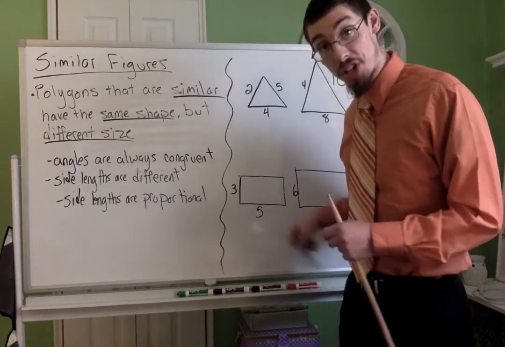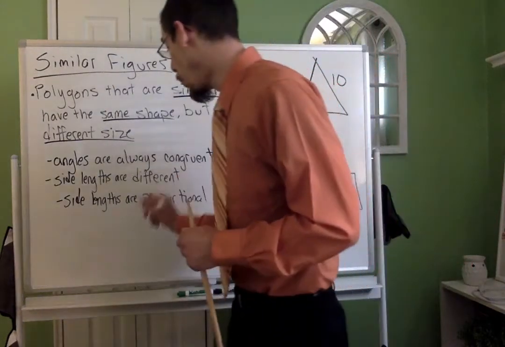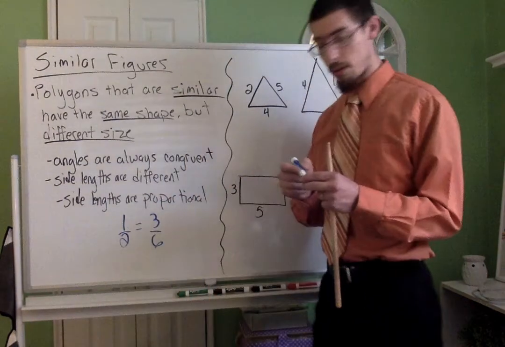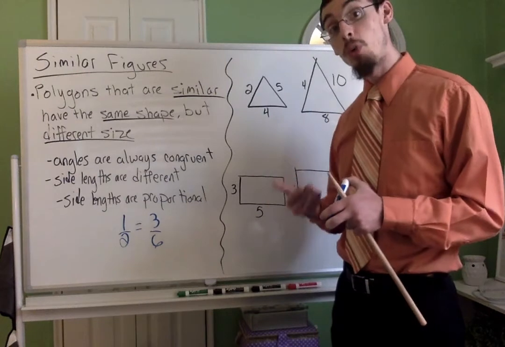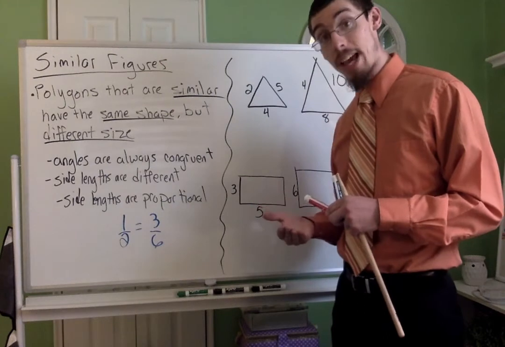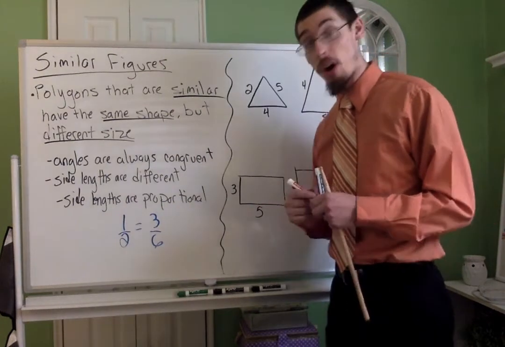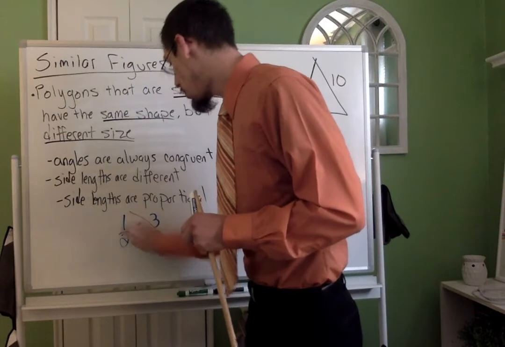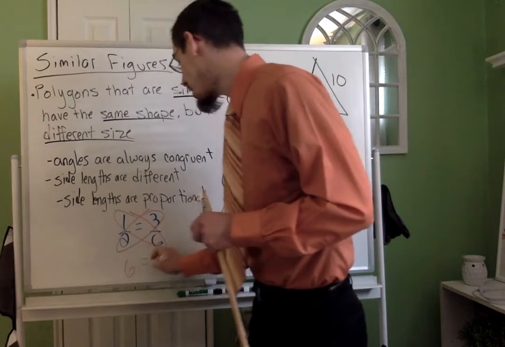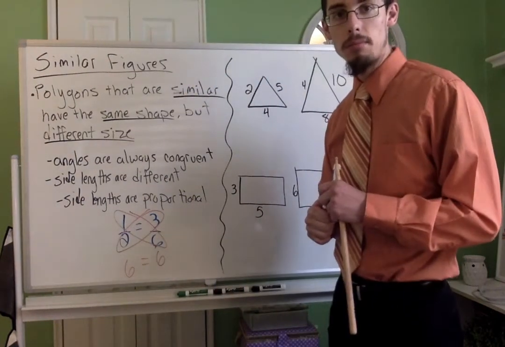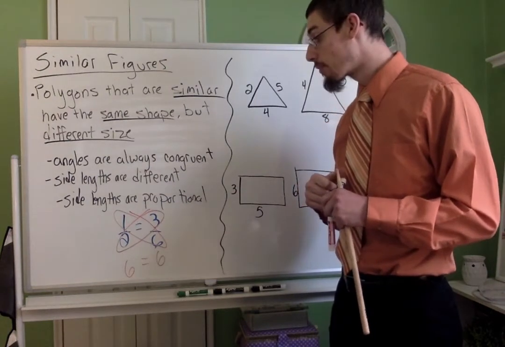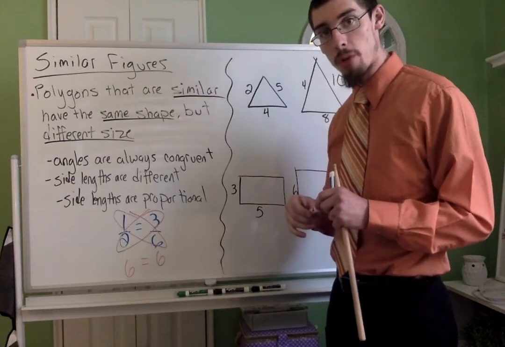Remember what a proportion is, right? It's when you take one fraction equal to another one. 1/2 equals 3/6. And if you recall, you can use cross multiplication to prove that they are the same, right? 1 times 6 is 6. 2 times 3 is 6. Doesn't that prove to you that those two fractions are the same? 1/2 equals 3/6.